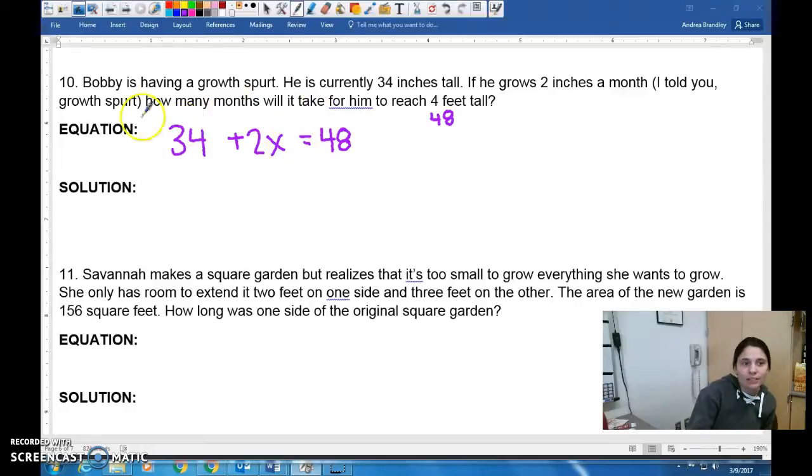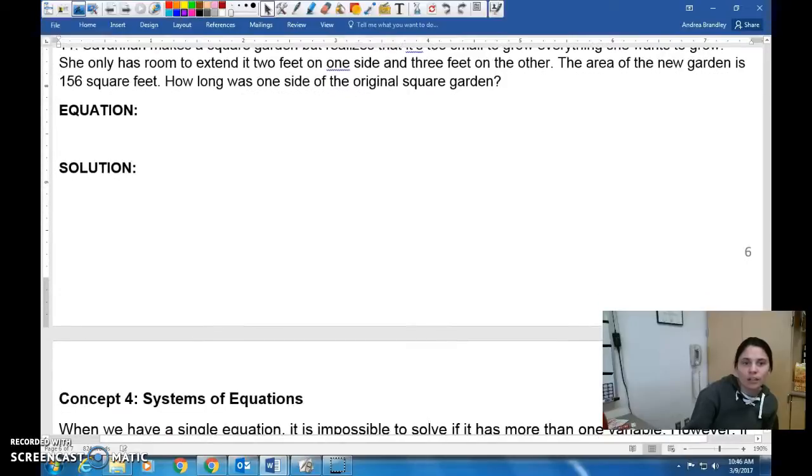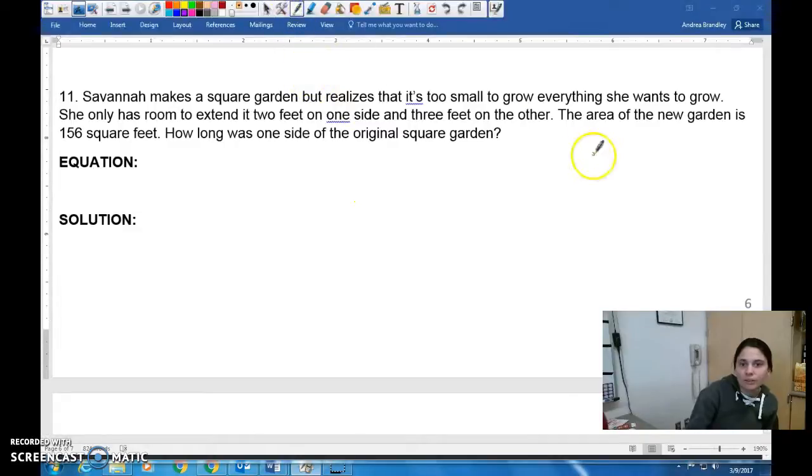I'm going to let you do that because I want to make sure I have time to do number 11. Number 11 is about Savannah, who's making a square garden. So I'm going to go ahead and draw that. I have a square garden. I don't know what my sides are yet, so I'm just going to call them x. But she realizes that this square is too small. She wants a bigger garden, but she only has room to extend it 2 feet on one side. So we're going to add 2 feet to one side and 3 feet on the other side. Then the area of this garden is 156 square feet.